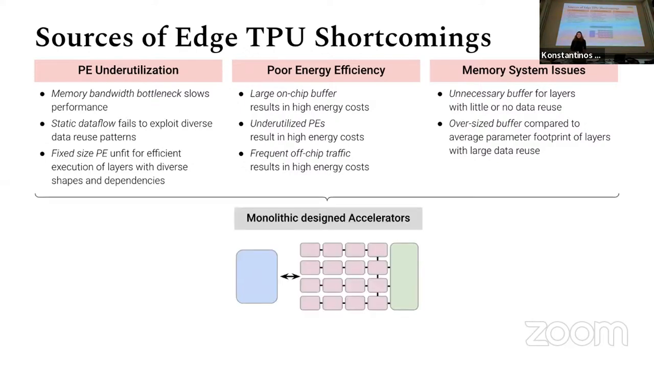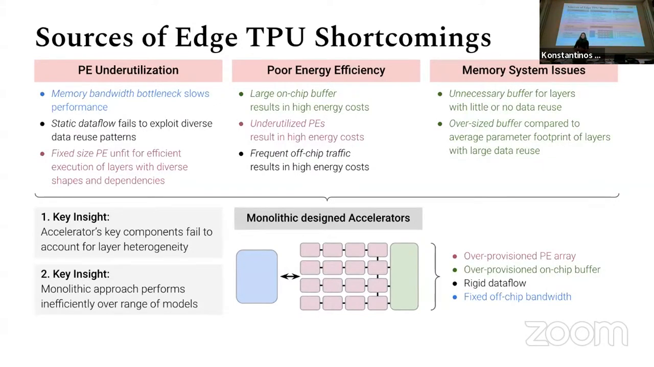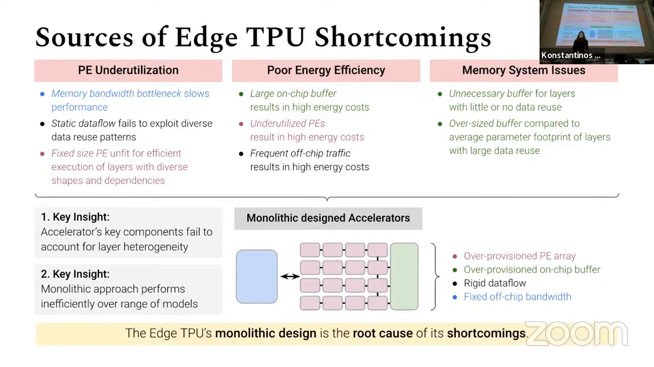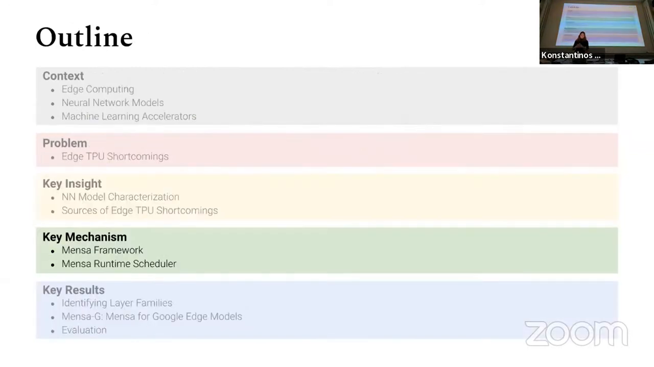So as I've mentioned, all of this can be tied down to this problem that we have a very monolithically designed accelerator that does not account for any kind of layer heterogeneity whatsoever, because we have a fixed PE, we have a fixed buffer, we have a rigid data flow. And then from that, the second insight is that this monolithic approach actually leads to all of these performance inefficiencies, because this monolithic design works well, for example, on traditional CNN models, but it doesn't work well on the rest, which is the main takeaway, right? That the Edge TPU's monolithic design is actually the root cause of all of these problems we've identified before. So once again, our takeaway, but I'm sure you've read this. So let's move on to the key mechanisms.